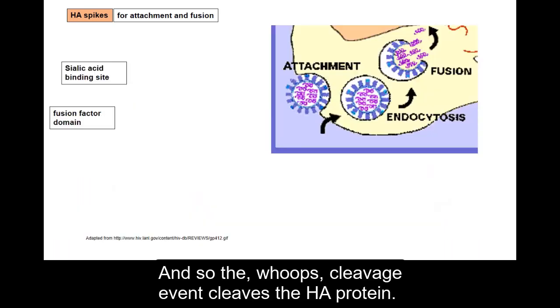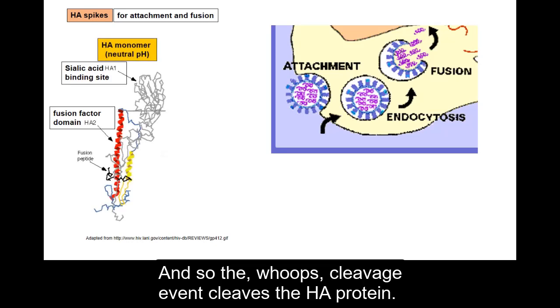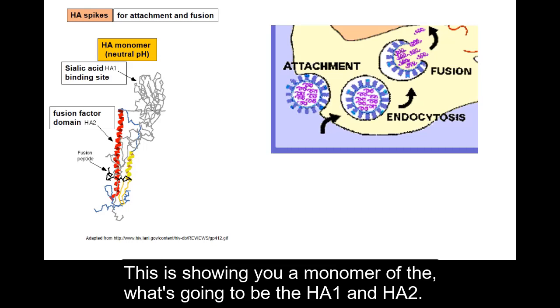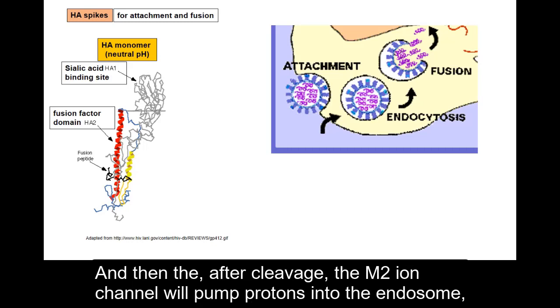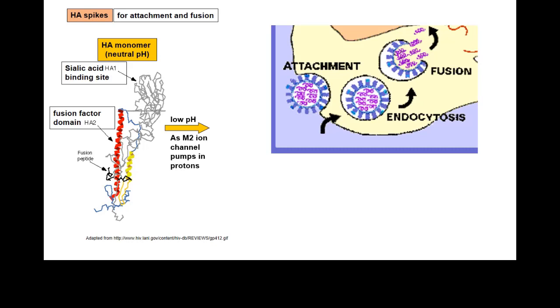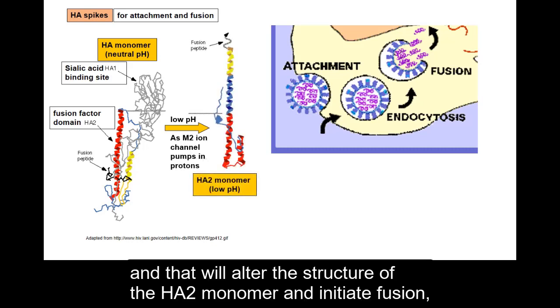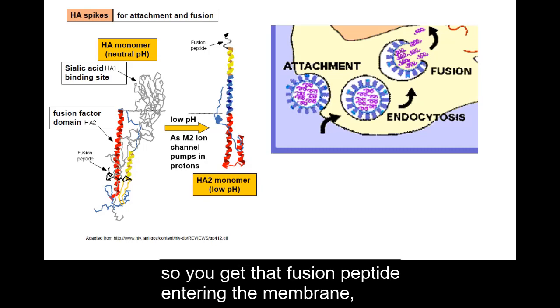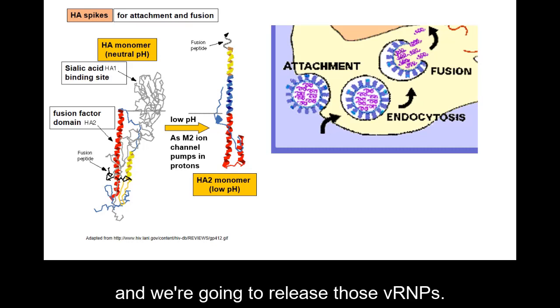And so the cleavage event cleaves the HA protein. This is showing you a monomer of what's going to be the HA1 and HA2. And then after cleavage, the M2 ion channel will pump protons into the endosome, and that will alter the structure of the HA2 monomer and initiate fusion. So you get that fusion peptide entering the membrane, and we're going to release those vRNPs.